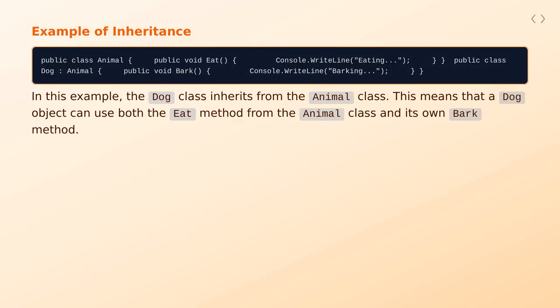Next, example of inheritance. This slide introduces a class definition. Study the structure in the code sample. In this example, the dog class inherits from the animal class. This means that a dog object can use both the eat method from the animal class and its own bark method.